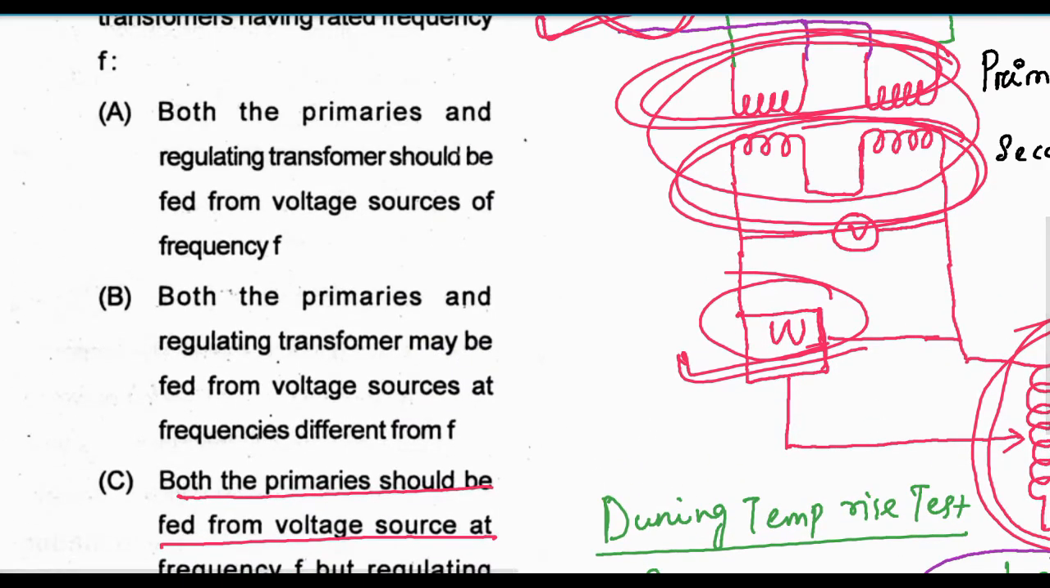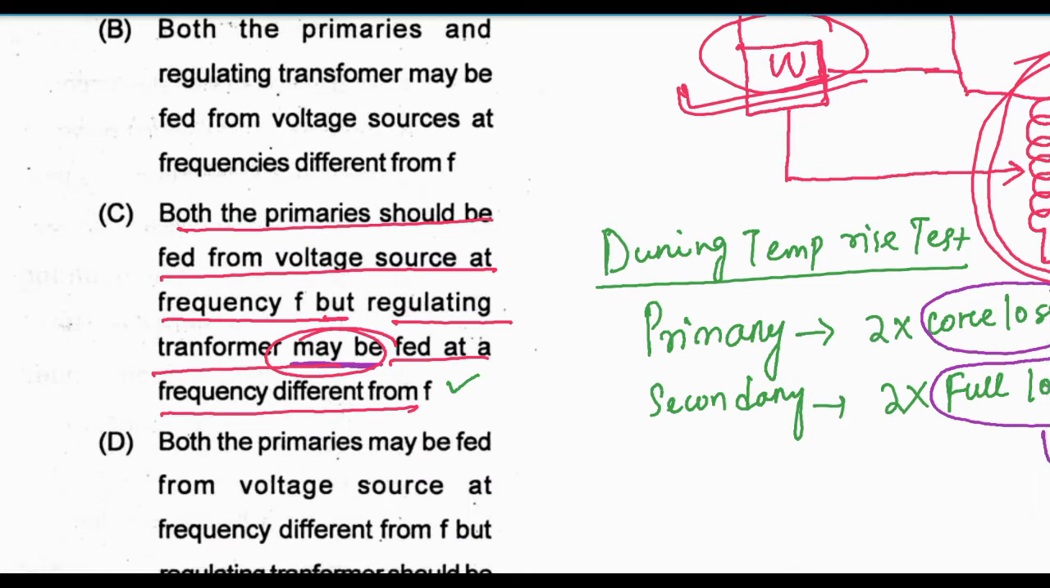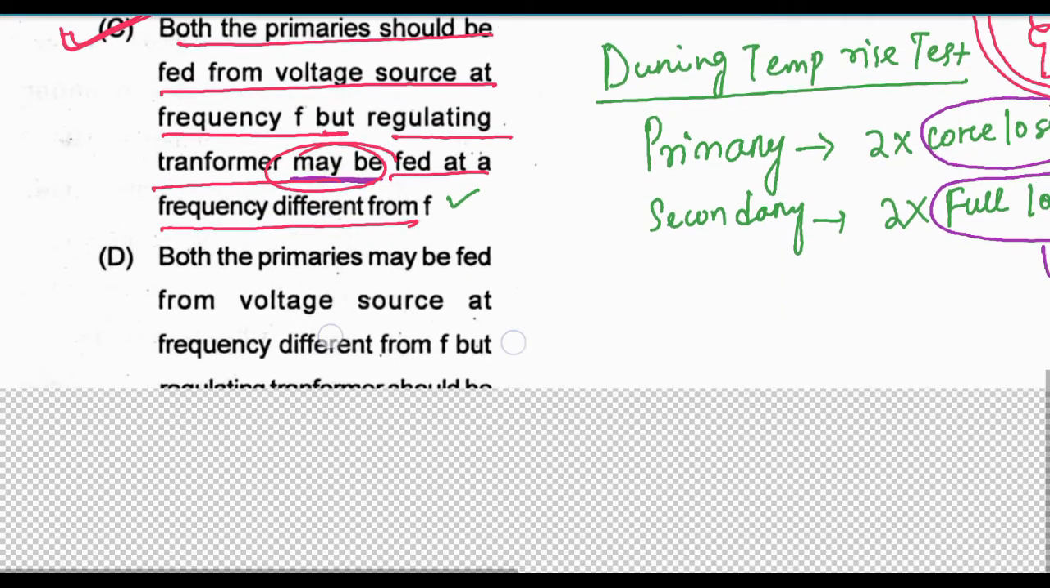Also there is option A: both the primaries and the regulating transformers should be fed from the voltage sources of frequency F. This is also correct, but what is given? Should be. So this option is not preferred. Option C is preferred because we can apply a different frequency source to the secondaries. So option C here is the perfect answer. Next question.